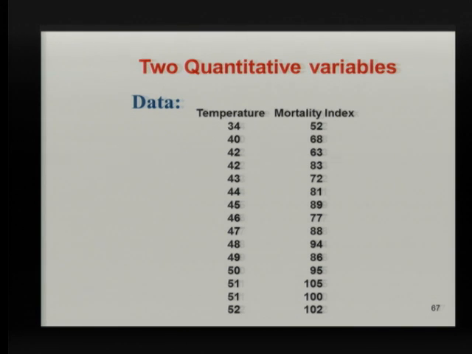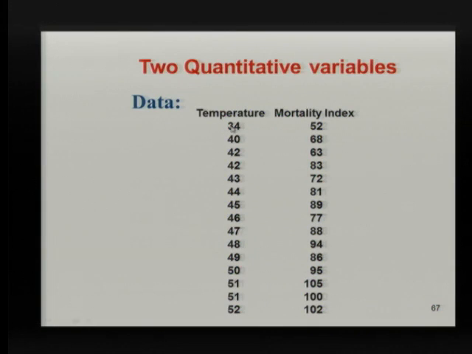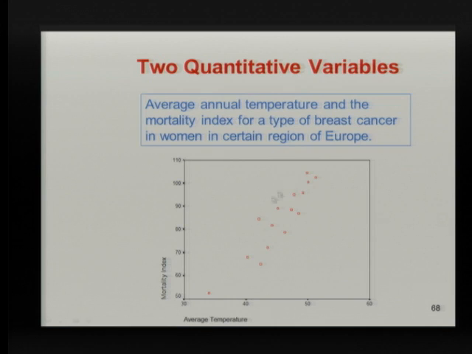Okay. And we want to see whether temperature and mortality index have any correlation. And how do we do that? By graph. We can actually do a scatter plot. We know how to make a scatter plot, right? We have ordered pairs. Here, the average temperature will be the x coordinate, and the mortality index will be the y coordinate, right? So you plot these ordered pairs, and you get this so-called scatter plot.